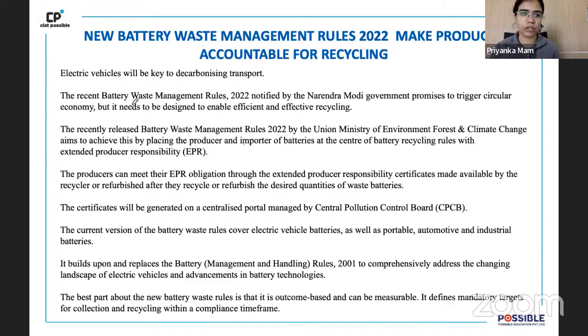So let's talk about it. Electric vehicles will be key to decarbonizing transport. And we do understand that we have come up with the National Logistics Policy in India, wherein we have said that around 13 to 14% of our GDP is spent on logistics. And so we need to make sure that our logistics are better. Then we have also spoken about E-FAST, which is your sustainable transport.